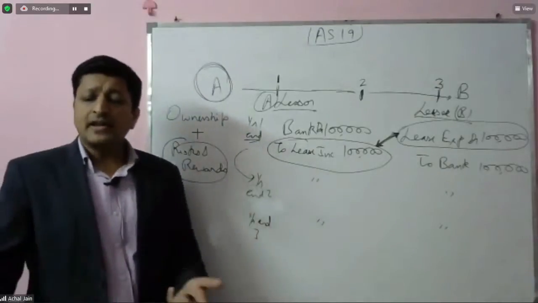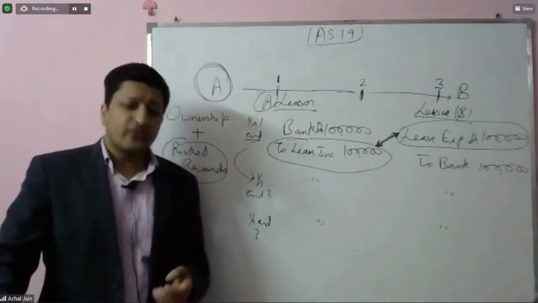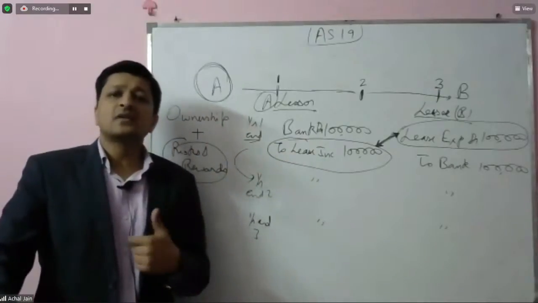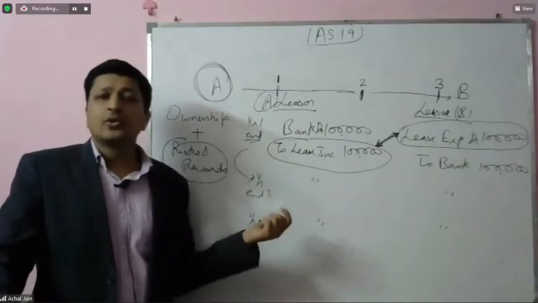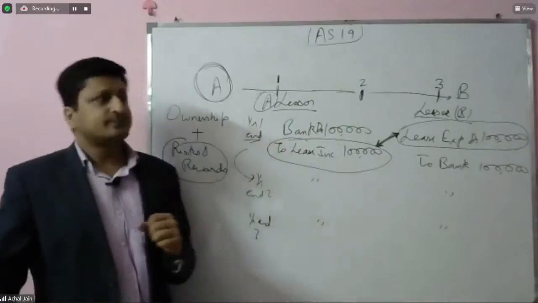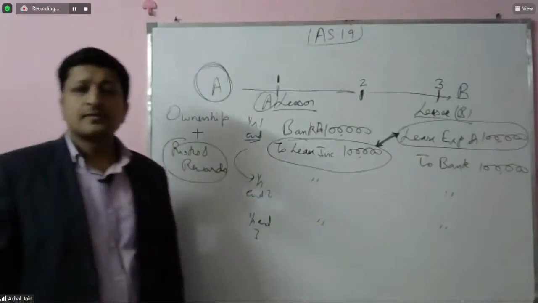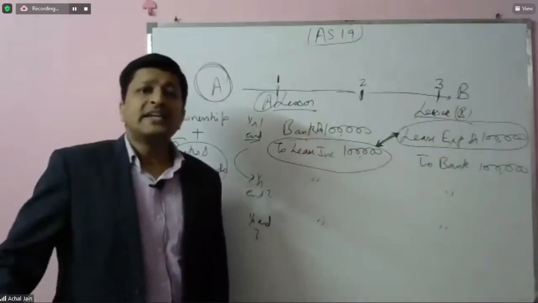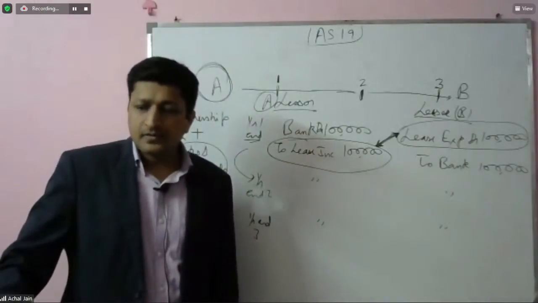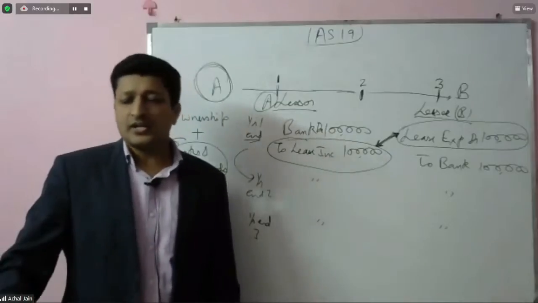Namrata is saying why no entry at the time of execution? Because that is only done in case of finance lease, where you record a lease receivable or lease liability. Here you don't record a lease receivable or lease liability. There's a concept which is called lease equalization, which arises whenever there are escalations in the leases.